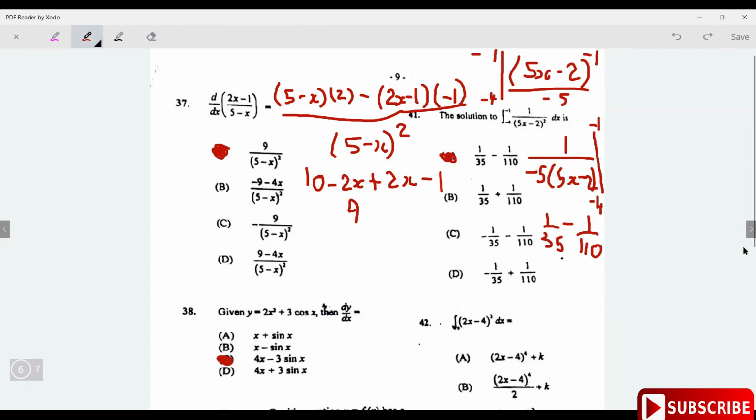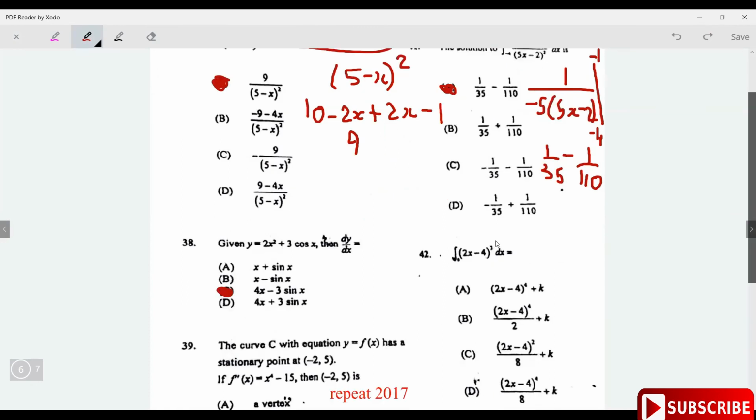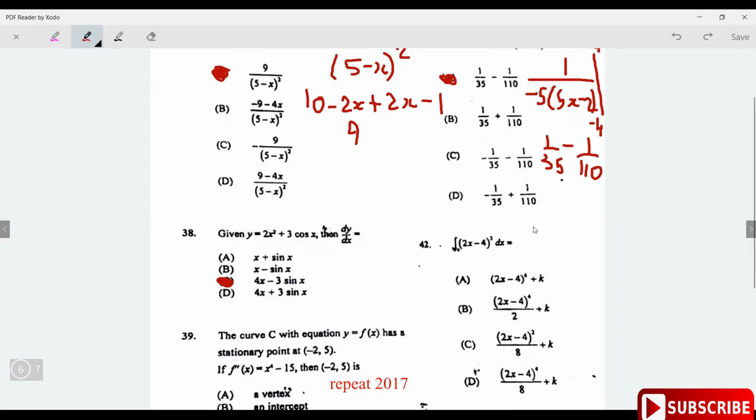Now, let's evaluate this integral now. So we're integrating 2x minus 4 cubed. So you add 1 to the power. So it becomes to the 4th power. Then you divide by the power of 4 times the differential in the bracket, which is 2. So it's over 8. So it's 2x minus 4 to the 4 over 8. Nice.